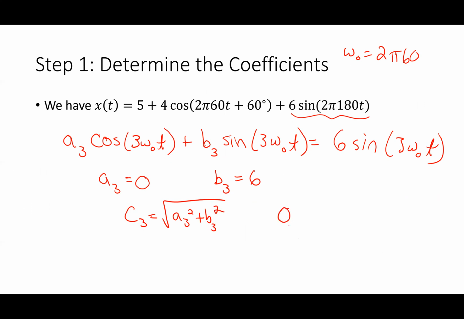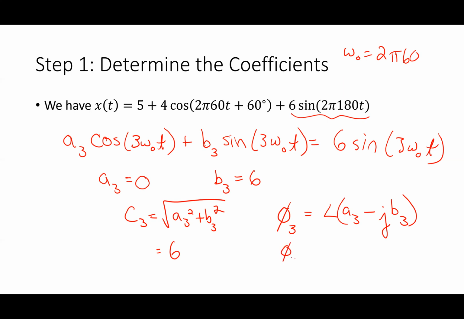And phi n, or phi 3 in this case, would be the angle of A3 minus jB3, whatever that vector is. Okay, so what's that magnitude going to be? That looks intimidating, but it's just going to be 6, right? Because I got 0 squared plus 6 squared, square rooted, it's going to be 6.